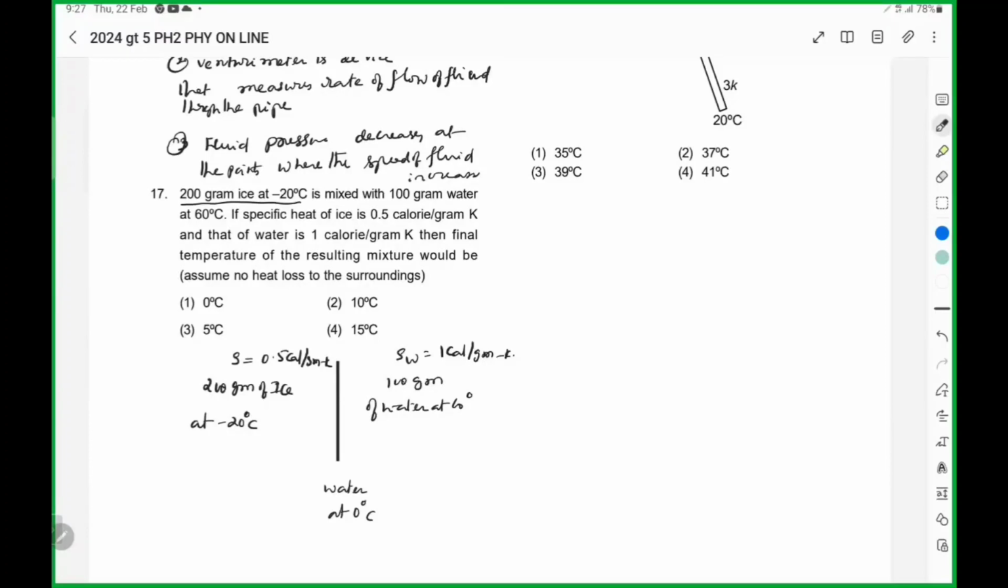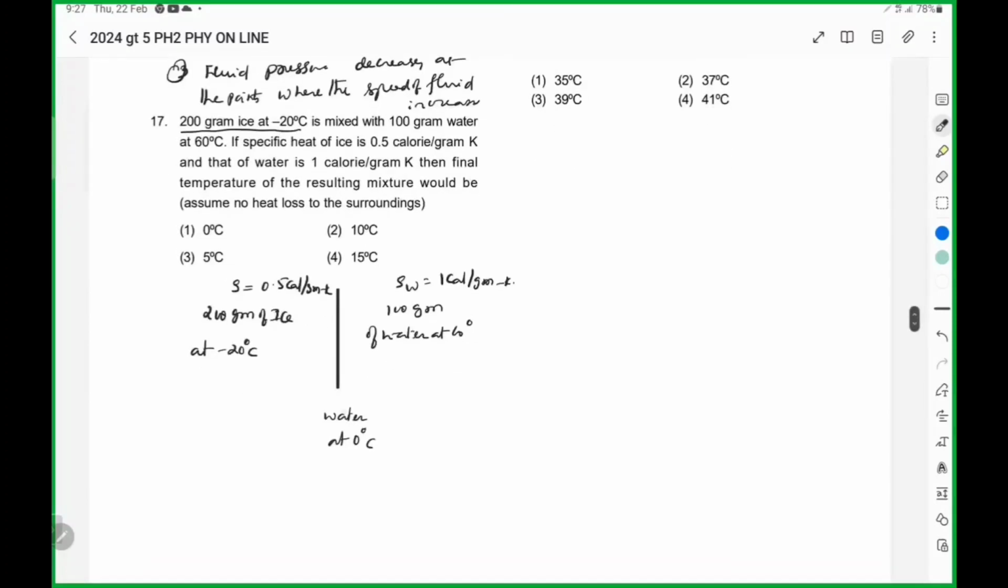Final temperature. If complete ice melts and still energy is left over, it will rise to some temperature. If complete ice does not melt, then the temperature will be 0 degrees centigrade. Compared to water at 0 degrees centigrade, the energy of 100 grams of water at 60 degrees Celsius is 100 into the specific heat of water, that is 6,000 calories.